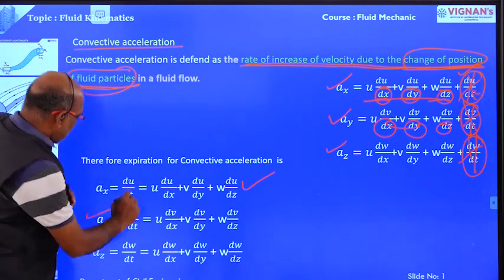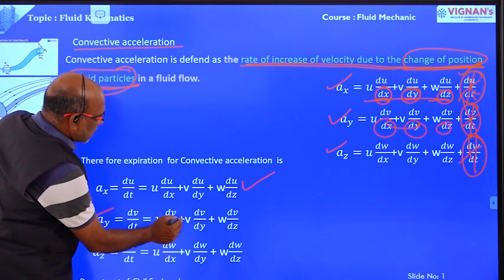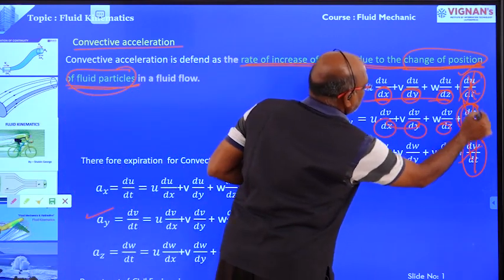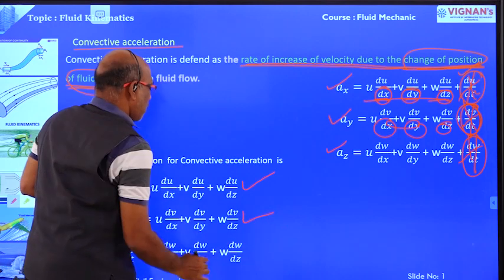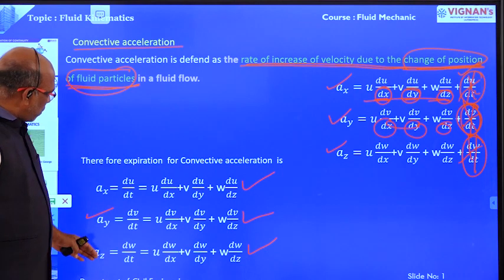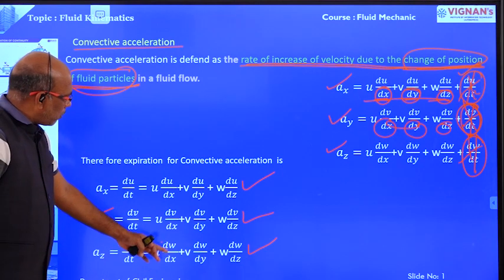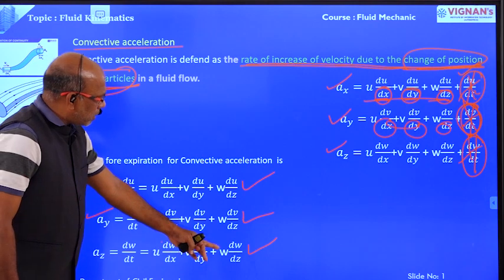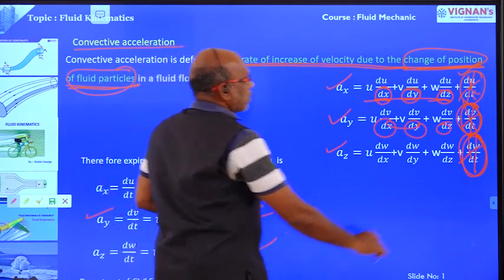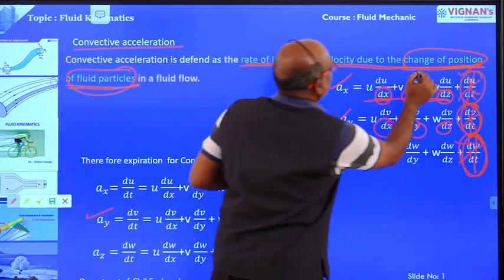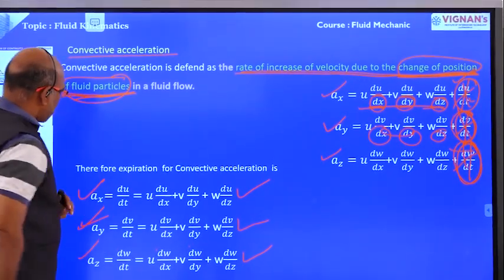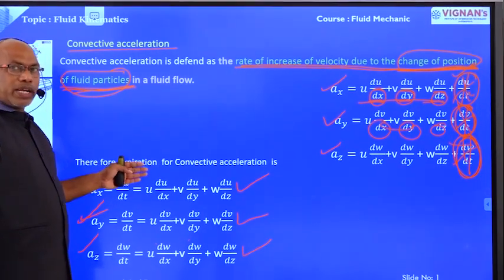In case of y direction, ay is equal to u into dv by dx plus v into dv by dy plus w into dv by dz. Here also we have neglected dv by dt. This is the acceleration in y direction. This is the acceleration in z direction: az is equal to u dw by dx plus v dw by dy plus w dw by dz, and the time term is also neglected here. Convective acceleration only varies with respect to change of position of fluid particles. These are the convective accelerations ax, ay, az in x, y, z direction.